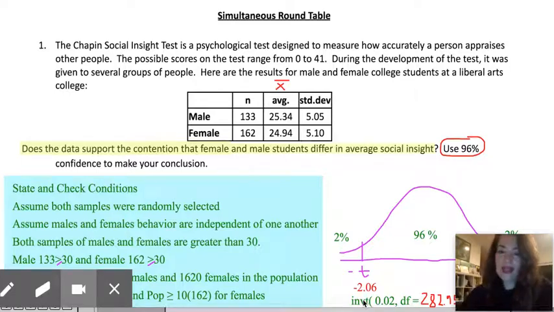Hi, everybody. In this video, I will show you how to write up a two-sample t-interval. So let's go ahead and read the problem.